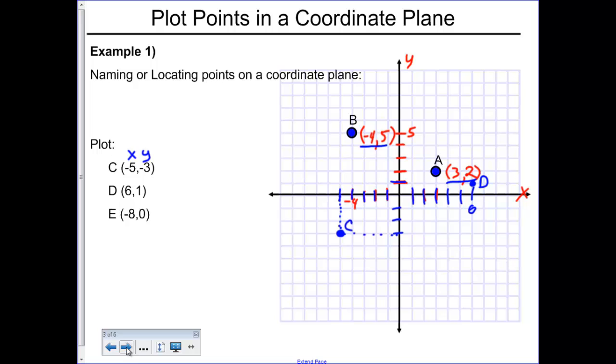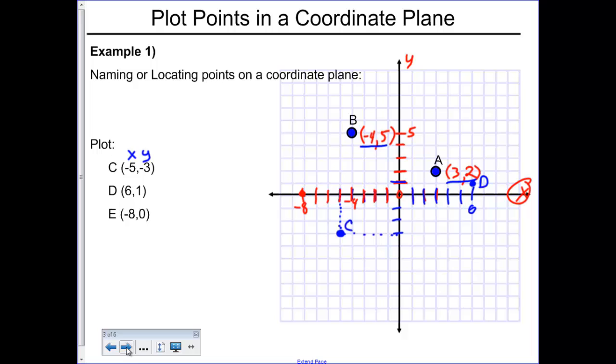And for E, negative 8, 0. So negative 8 for the x would be, I'm going to do this one in red, 1, 2, 3, 4, 5, 6, 7, 8. That's negative 8. And 0 for y would be right at the origin, so we don't go up or down. So our point would be right here, right on the x-axis.